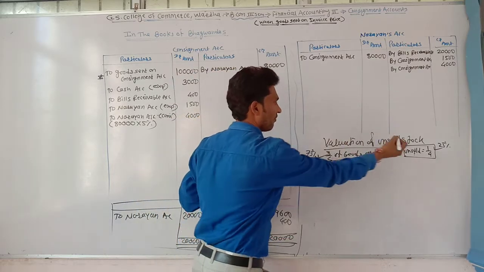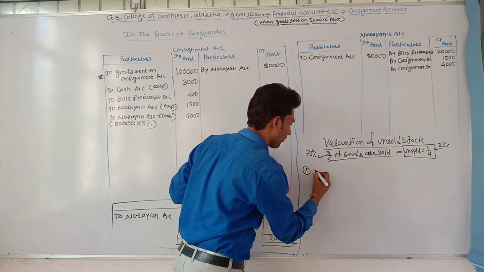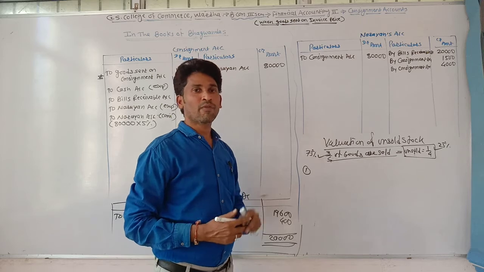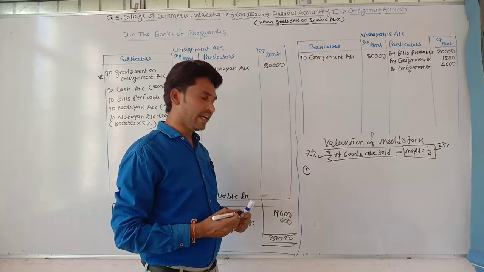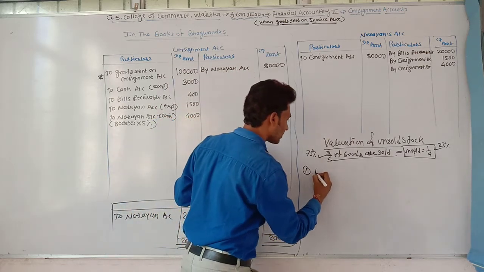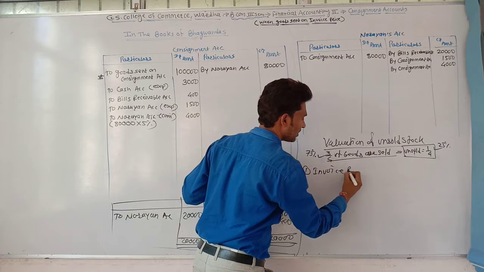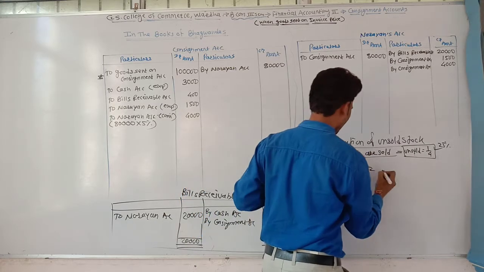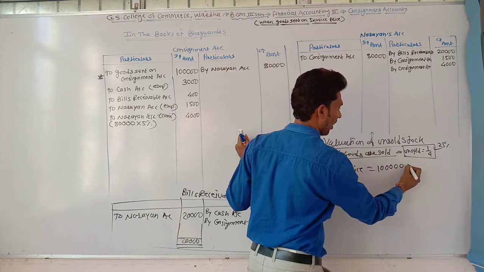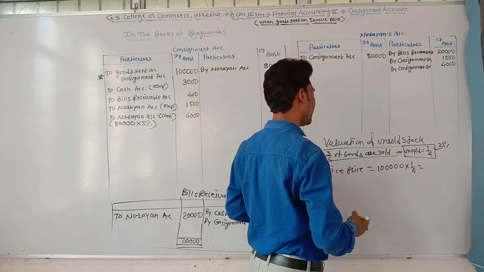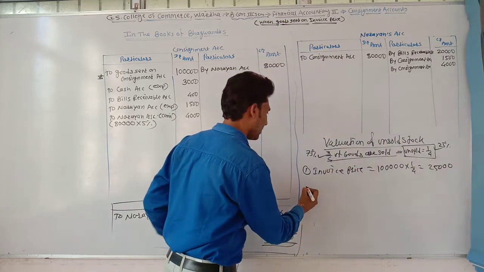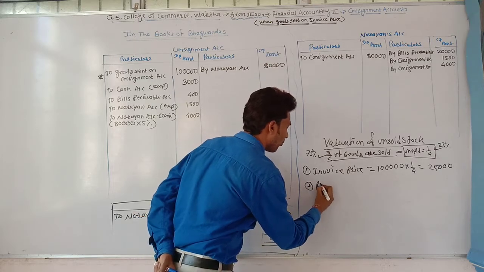So in the valuation of unsold stock, we are taking the first topic. Normally, in the previous four examples, we took the cost price. But when the consignor sends the goods at invoice price, you need to make the valuation of unsold stock as per the invoice price. So write first, invoice price. This is the first change. The total invoice price is rupees 1 lakh. Out of that, calculate the one-fourth amount, which is rupees 25,000. Second point, proportionate expenses.